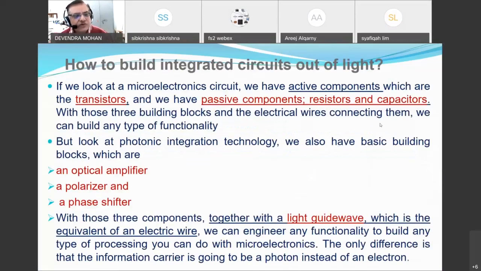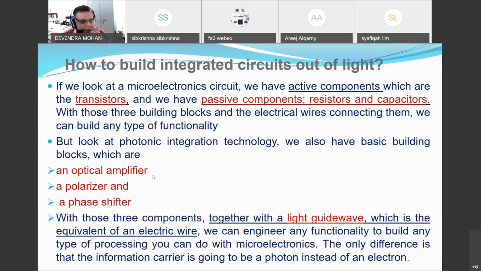So I was talking about the various components which are required for photonic integration technology, similar to the electronic components, where transistors and passive components, the resistors and the capacitors, with these three building blocks, the microelectronic chips were working. But for photonic integration technology, we have to go for optical amplifier, a polarizer, and a phase shifter. And most important is the optical isolators.